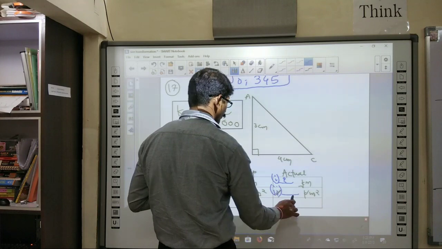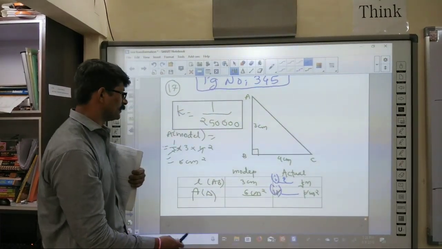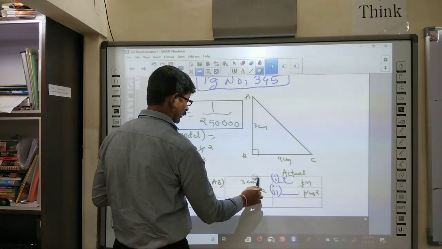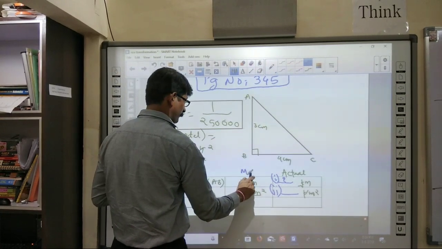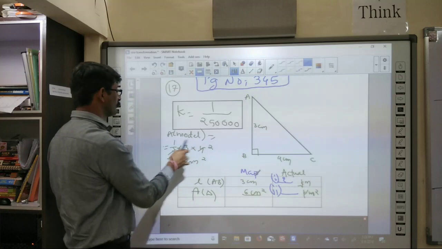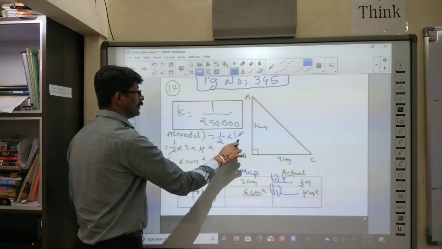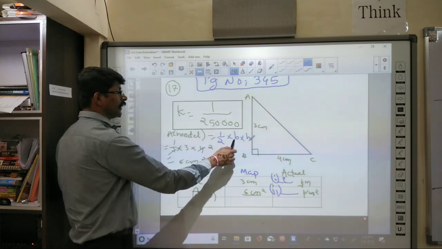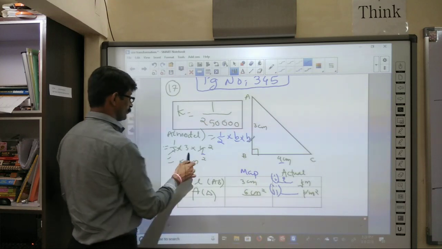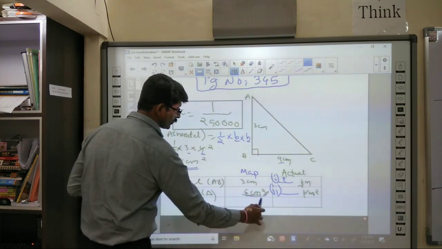So I must know the area on the map or else on the model. So this is basically the map, so I cancel this and I'll write it down with the map. Area on the map would be half base into height, isn't it? And we know the base is 4 and the height is 3. So half into 3 into 4 is 6 centimeters square, which I wrote over here.